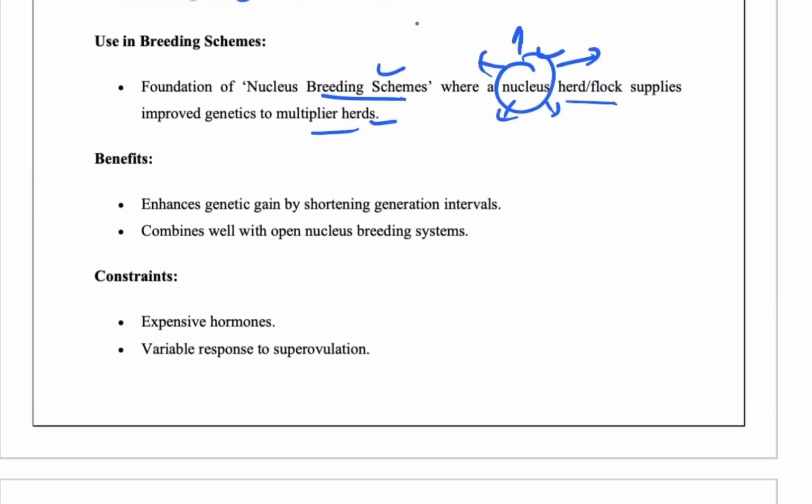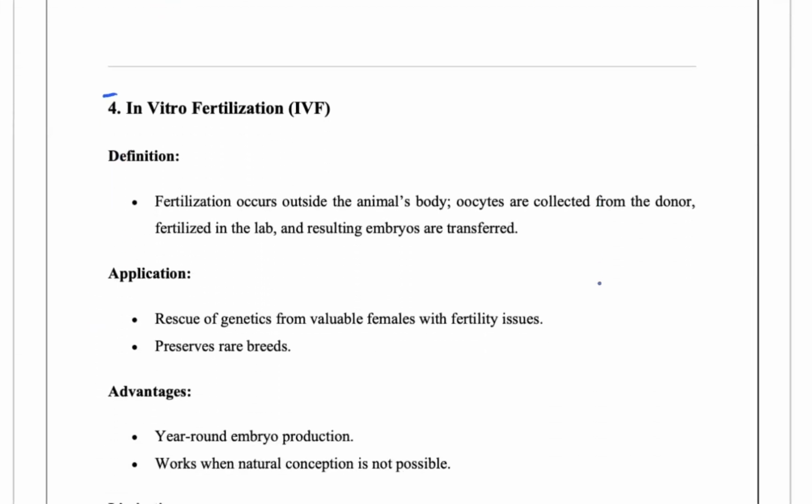Now, what is the benefit of all this? So benefits include enhanced genetic gain by shortening the generation intervals, that you understand, and it combines well with the open nucleus breeding system that I explained over here. Constraints are that this is a very expensive procedure. The hormones are very expensive, and variable response to superovulation has been seen. That means a single female will respond to hormones in a different way. You cannot assume that all females will respond in a similar way, because every body is different, right? So that is the constraint of this method.